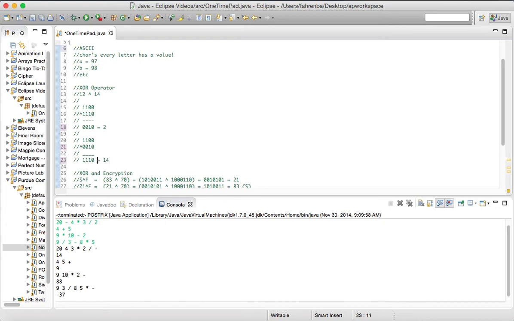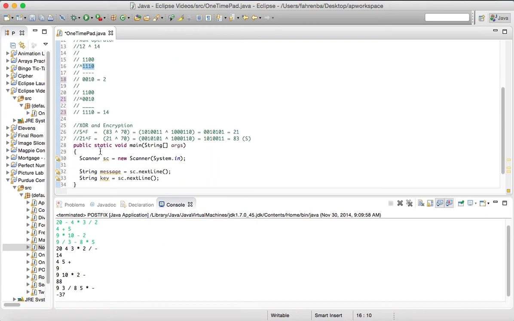So the XOR operator is interesting because if you apply it twice, it undoes itself. Let me say that again. If you apply the operator twice with the exact same input, it'll give you the original value that you started with. So it's its own inverse, which is very useful for encryption.